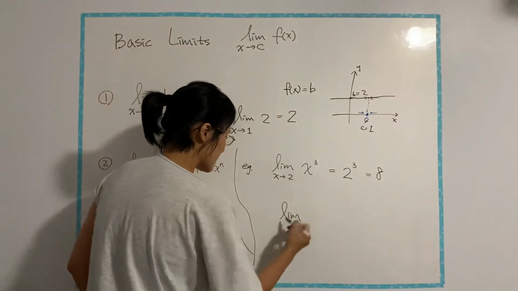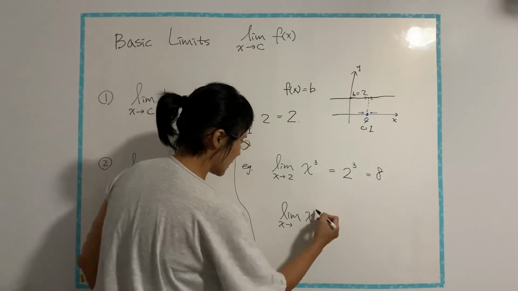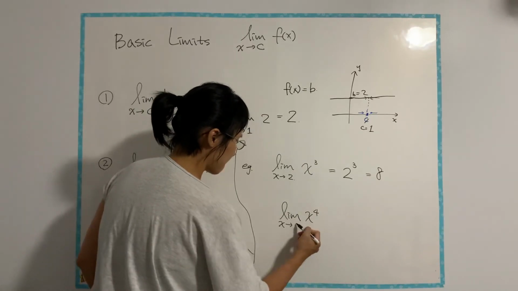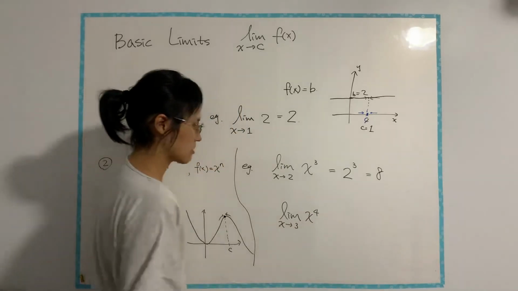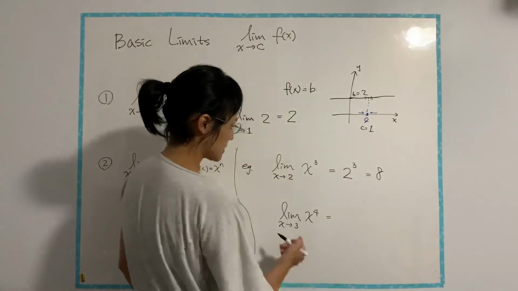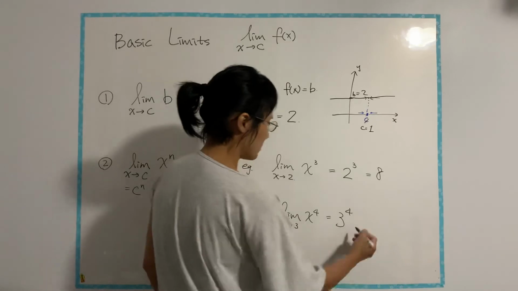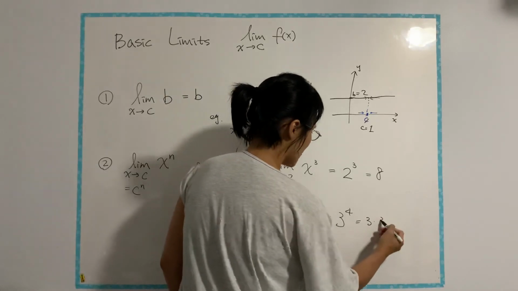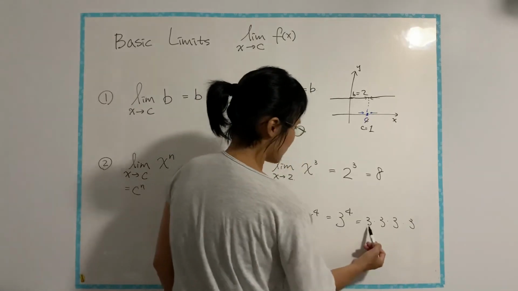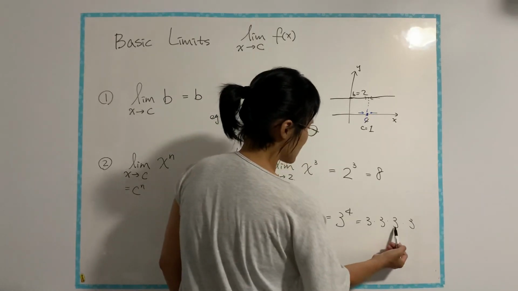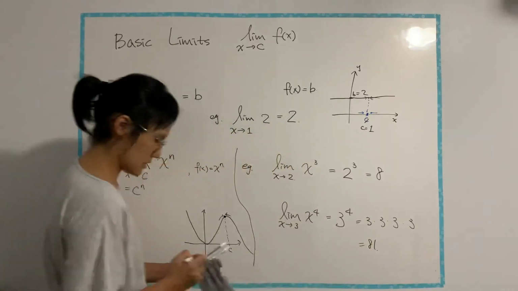Let's do one more. If I have the limit of x to the power 4 and let x approach, let's say, 3. What do we have? We will simply plug 3 into the x. So this is 3 to the power 4. So 3 times 3 times 3 times 3. This is 9, 9 times 3 is 27, 27 times 3 is 81. So 81 is the limiting value.